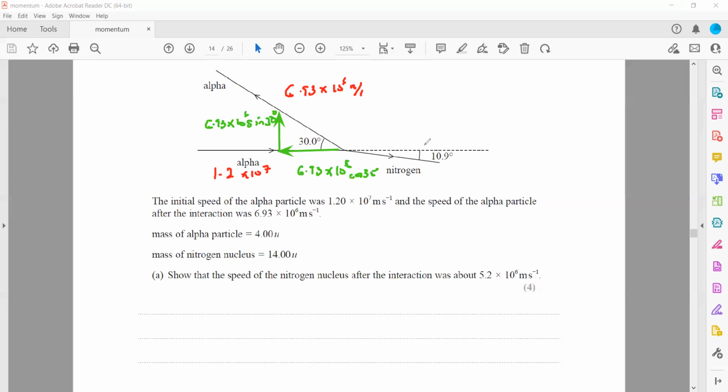In the same way, there will be components for the nitrogen as well. One is along the angle, another is against the angle. So if I say the speed of the nitrogen is V, this will be V cos 10.9, which is along the angle, and against the angle it will be V sine 10.9. Now we'll take the conservation of momentum in the X direction, and we'll take the conservation of momentum in the Y direction.